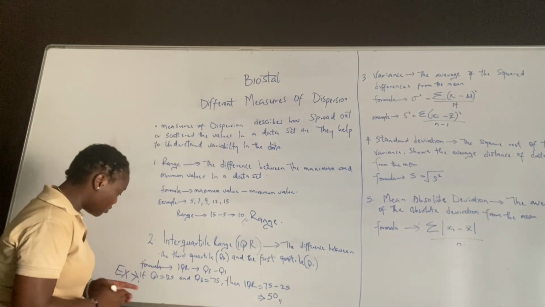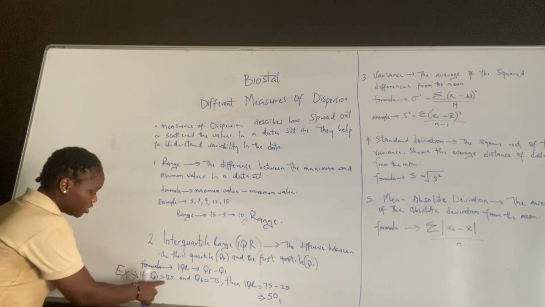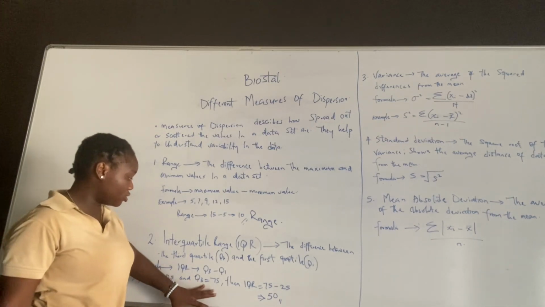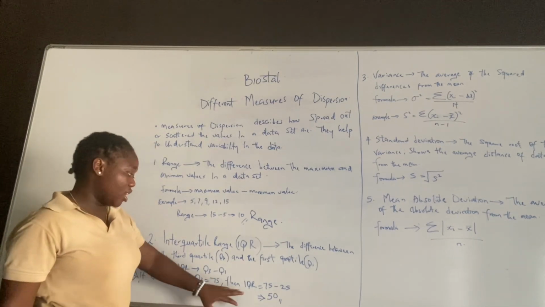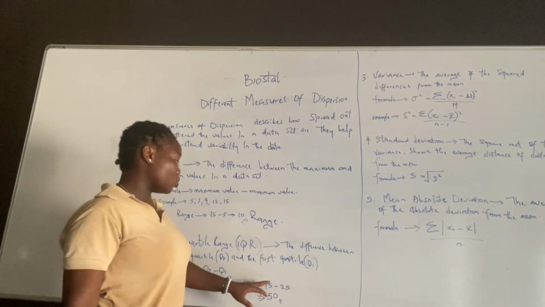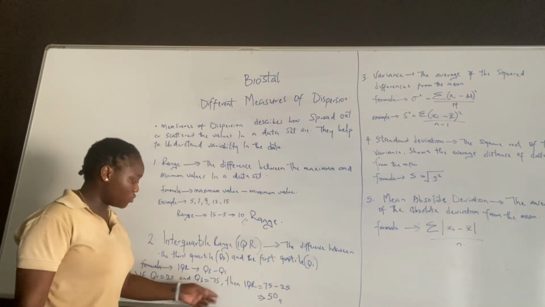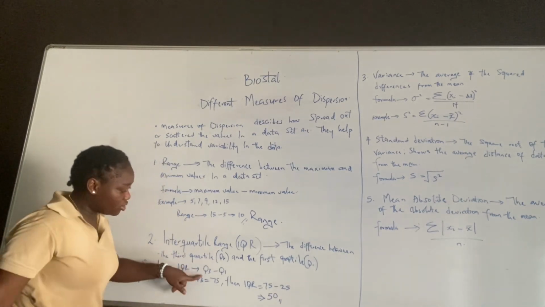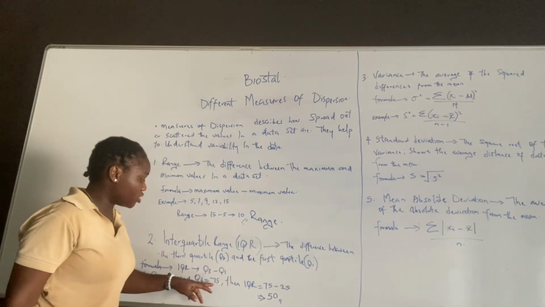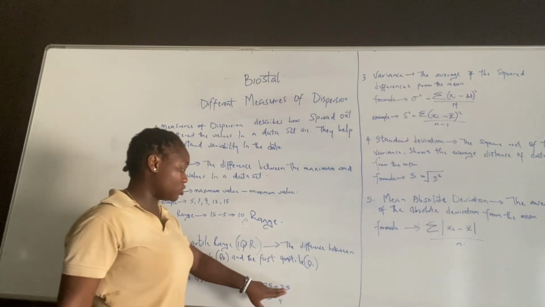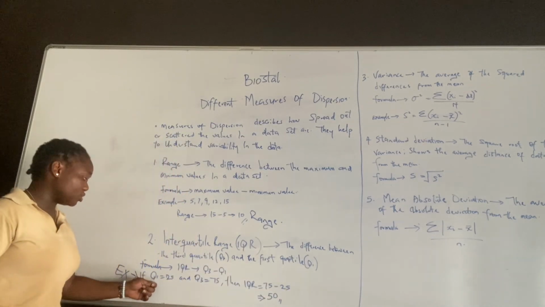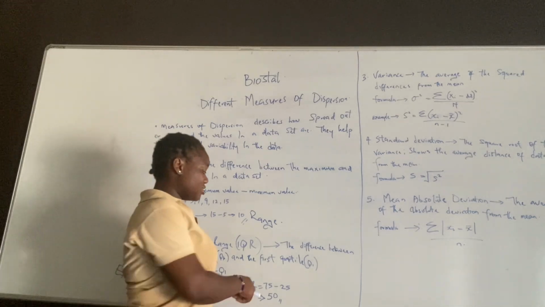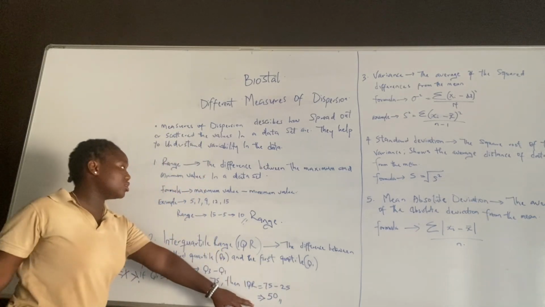So for example, if Q1 is equal to 25 and Q3 equals 75, then IQR will be 75, which is Q3. Don't forget, we said in the formula that it is Q3 minus Q1. So Q3 is 75, and we say 75 minus 25, which is Q1. So it gives us 50, and that is our interquartile range.